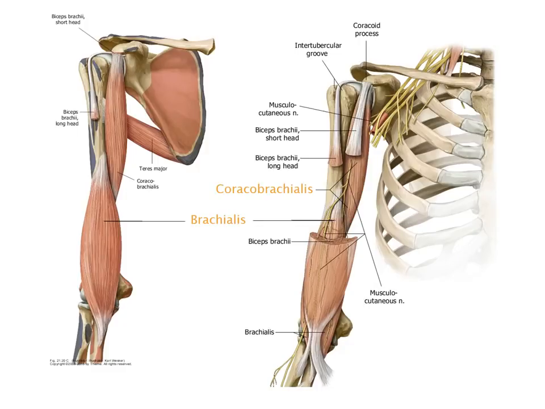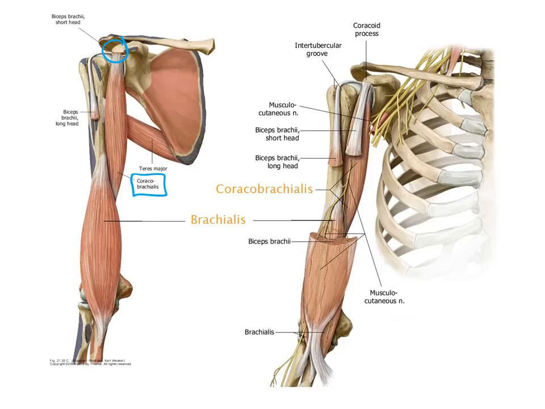Just deep to the biceps brachii muscle, you'll find both the coracobrachialis and the brachialis muscles. To visualize these muscles in lab, you'll need to move the biceps brachii to one side or the other. Whatever you do, do not transect the biceps brachii in lab. Keep it intact. The coracobrachialis muscle, as its name implies, will attach from the coracoid process above down to the humerus, the brachium in other words. The word brachium simply means arm.